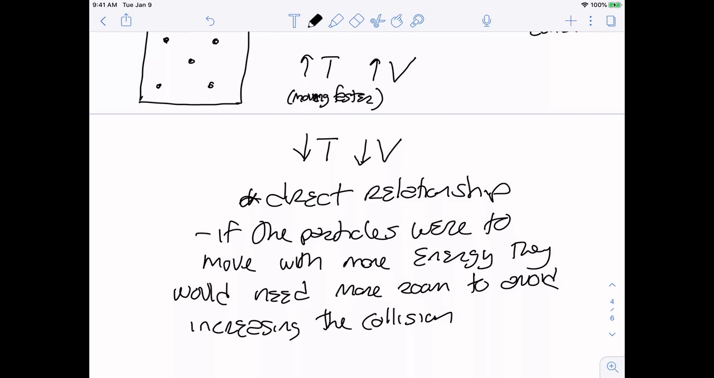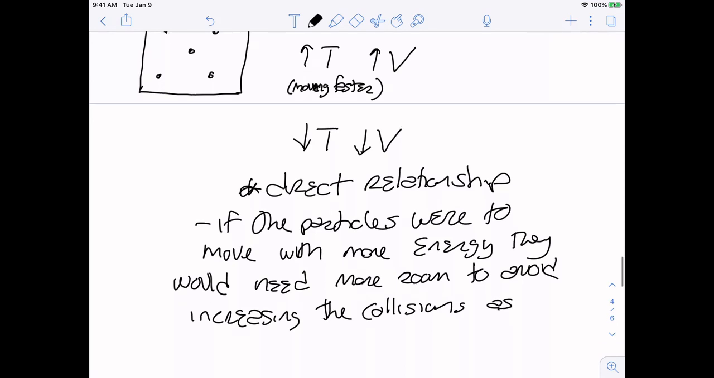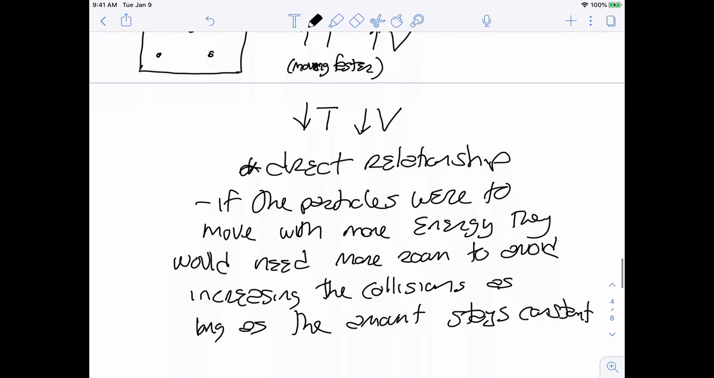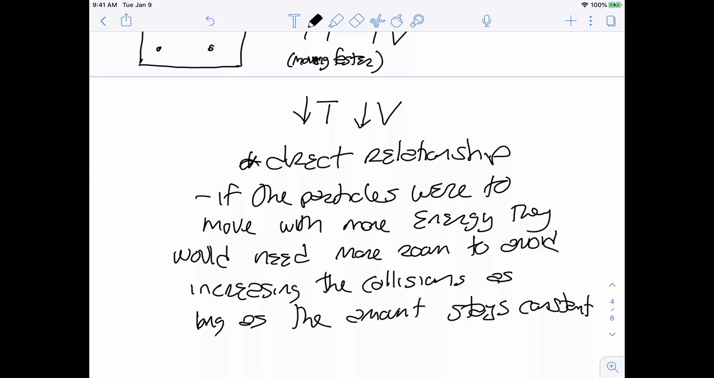Again, if we took moles out, then maybe they wouldn't collide more often. So the things that are constant are just as important as the things that are varying. So if the particles are to move with more energy, they would need more room to avoid increasing collisions as long as the amount stays constant also. If you change the amount, then they don't necessarily need more room either. So as long as the amount stays constant. So direct relationship. And then just like with Boyle's law, be able to explain it to me. I don't want you to just say, well, volume goes down because temperature goes down because they're direct. I want to know why.